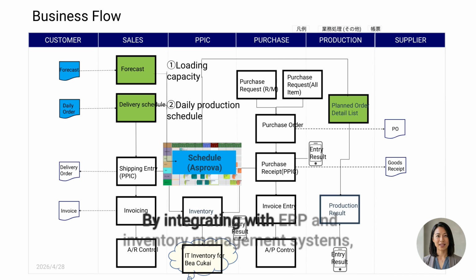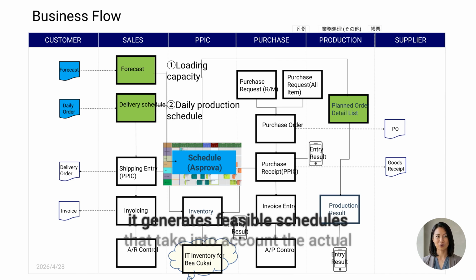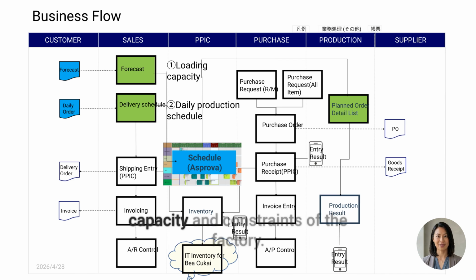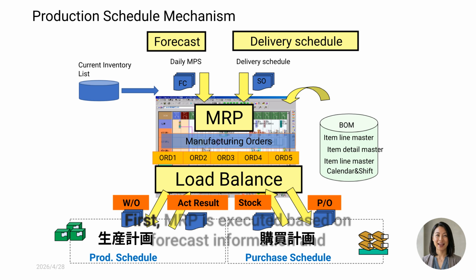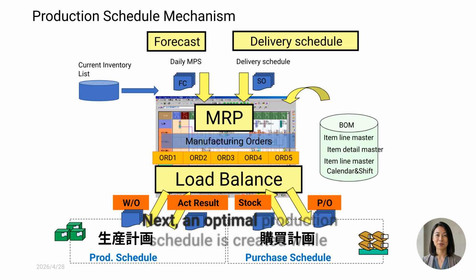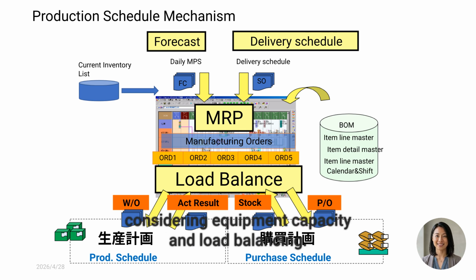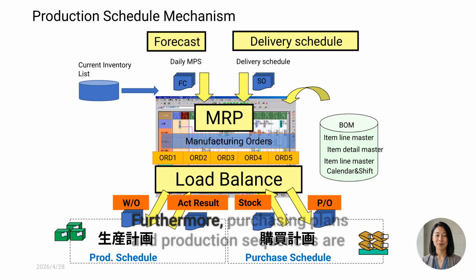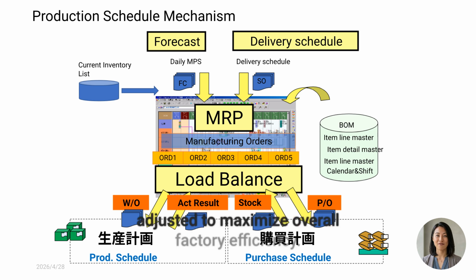By integrating with ERP and inventory management systems, it generates feasible schedules that take into account the actual capacity and constraints of the factory. First, MRP is executed based on forecast information and shipment plans to calculate the required parts and materials. Next, an optimal production schedule is created while considering equipment capacity and load balancing. Furthermore, purchasing plans and production sequences are adjusted to maximize overall factory efficiency.